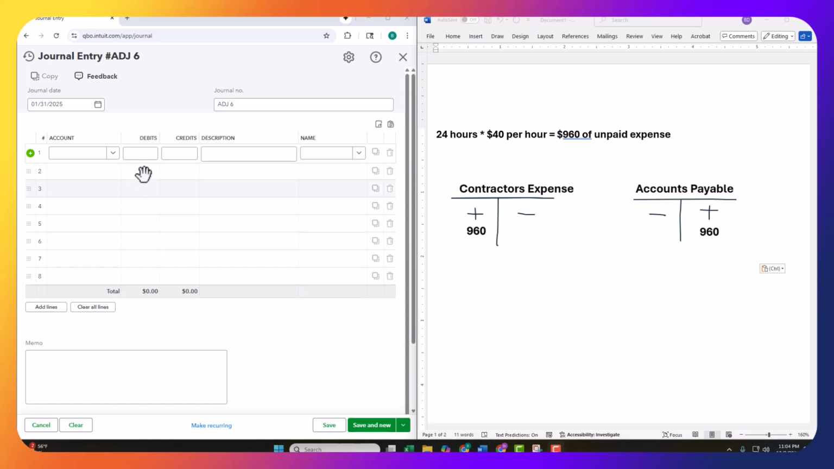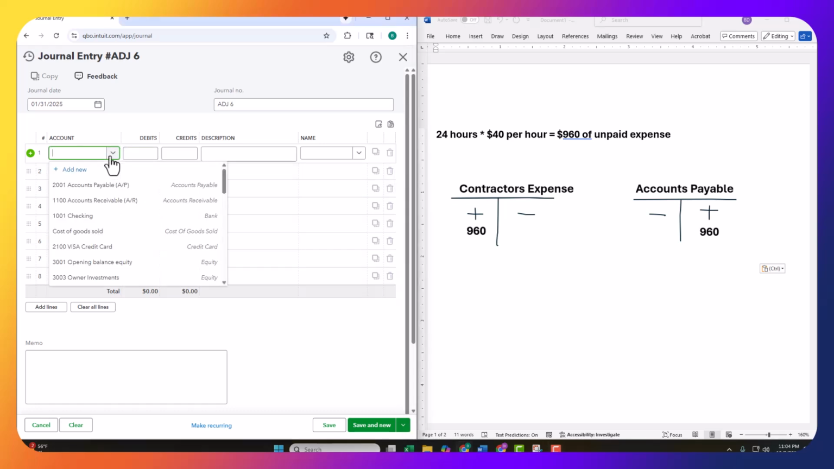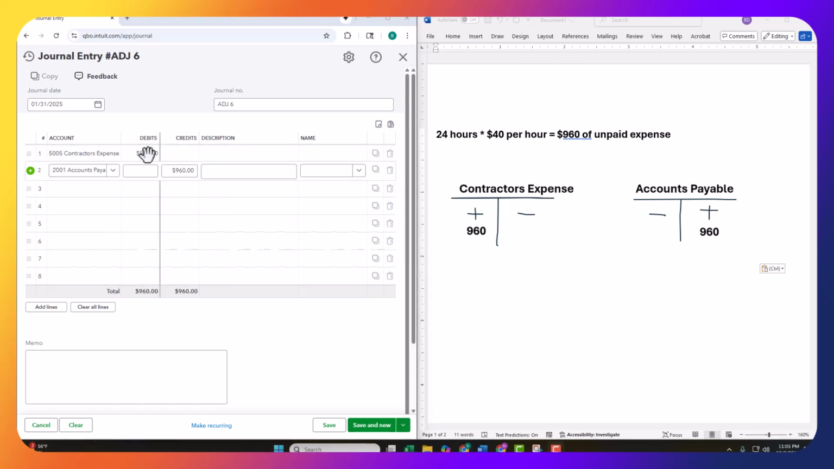So then we just need to reflect that in QBO. And when we make the credit to accounts payable, or anytime we use accounts payable in a journal entry, we also need to specify the name associated with it. And this is for our contractor, Evan Henry, so we should be able to find their name here, and sure enough. And now we can move on to our next transaction, so we're going to click Save and New.